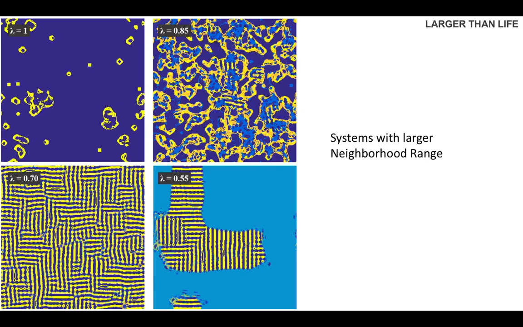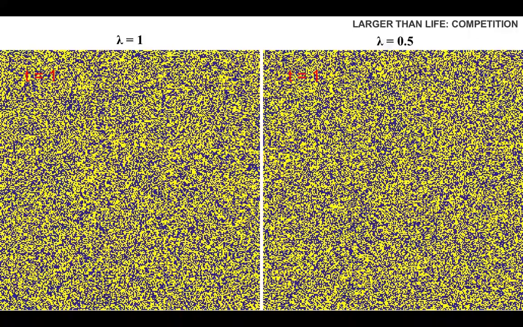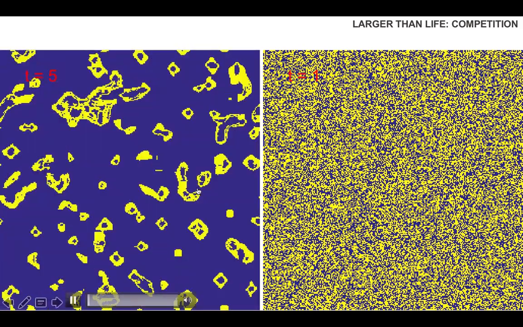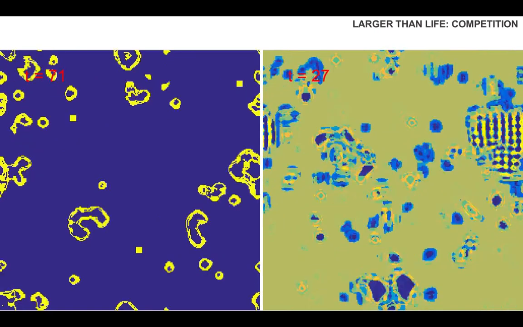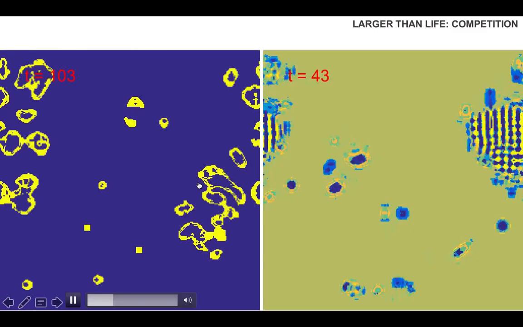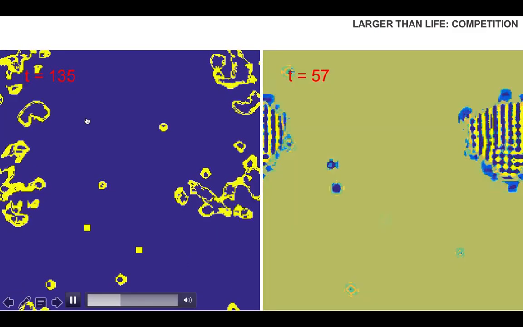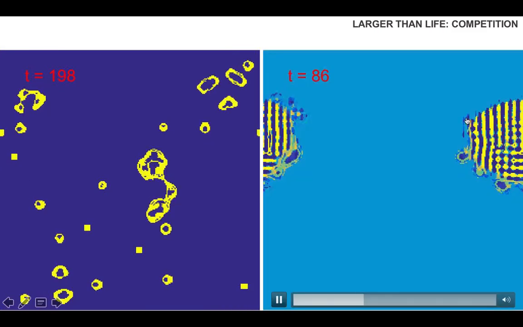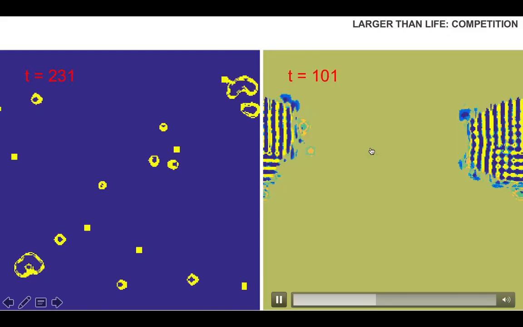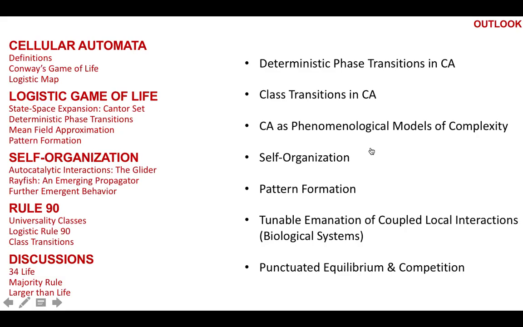Okay, without further ado, let me finish here, because we already spent too much time on these structures. This is another application of the logistic version. So here you can see one of the larger than life procedures, and here you can see the logistic version.